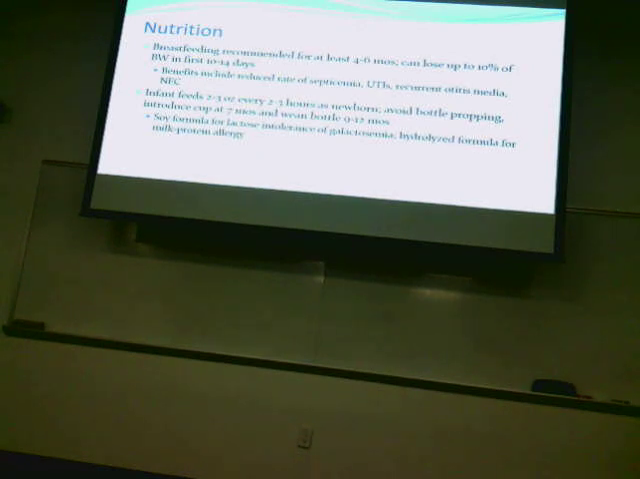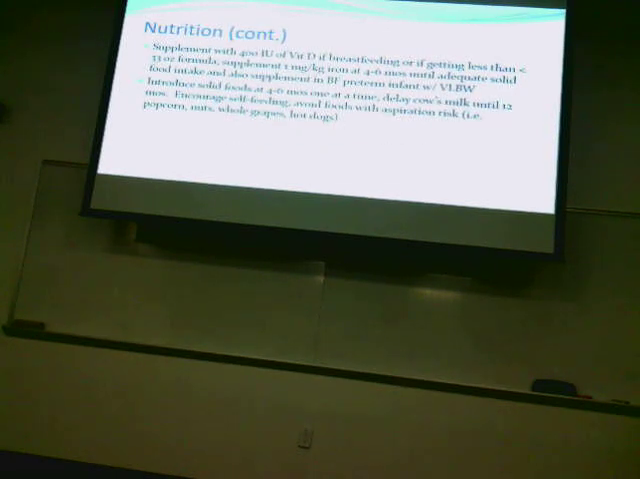As far as feeds, the newborn feeds about 2 to 3 ounces every 2 to 3 hours. You want to avoid bottle propping, introduce the cup at 7 months, and wean the bottle around 9 to 12 months. If there's any concern for lactose intolerance or galactosemia, then you're going to do a soy formula. And if there's any problem with milk protein allergy, you're going to do the hydrolyzed formula. That's already all broken down, so they don't have problems with that.